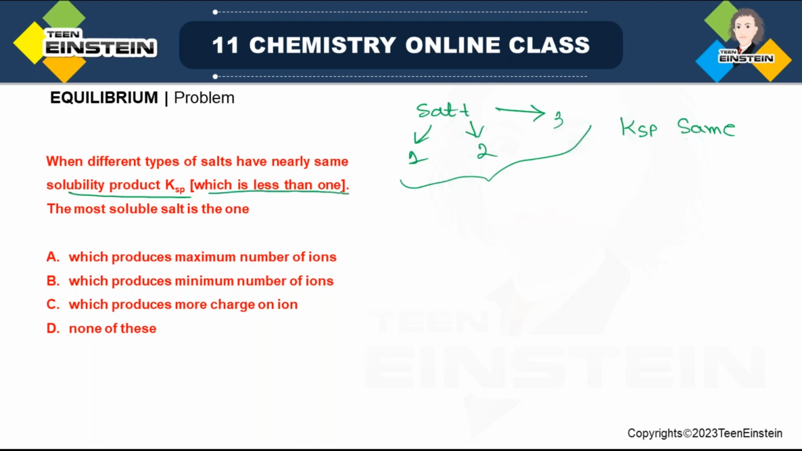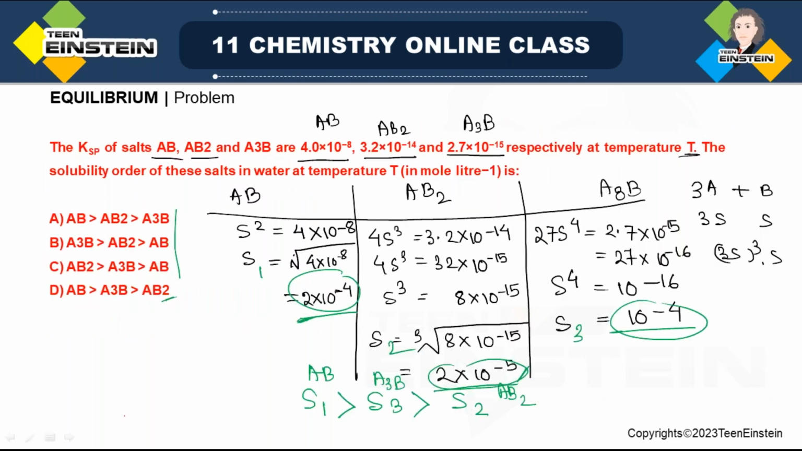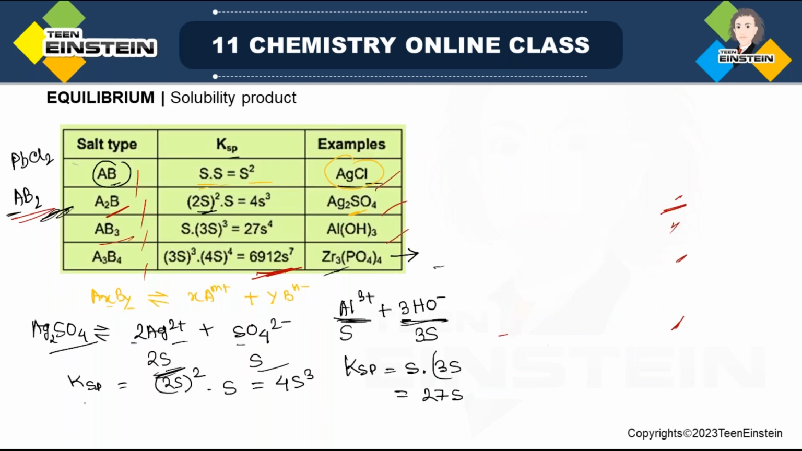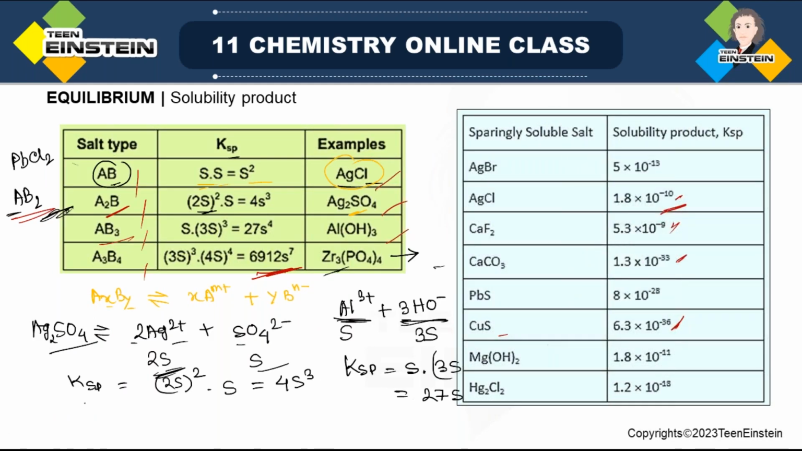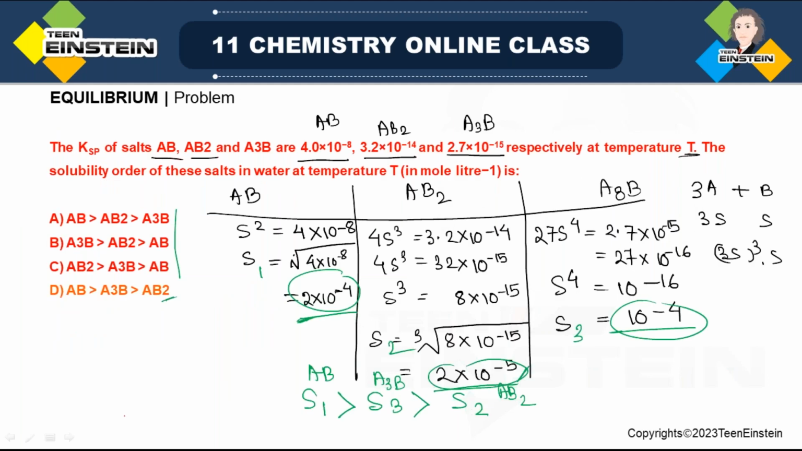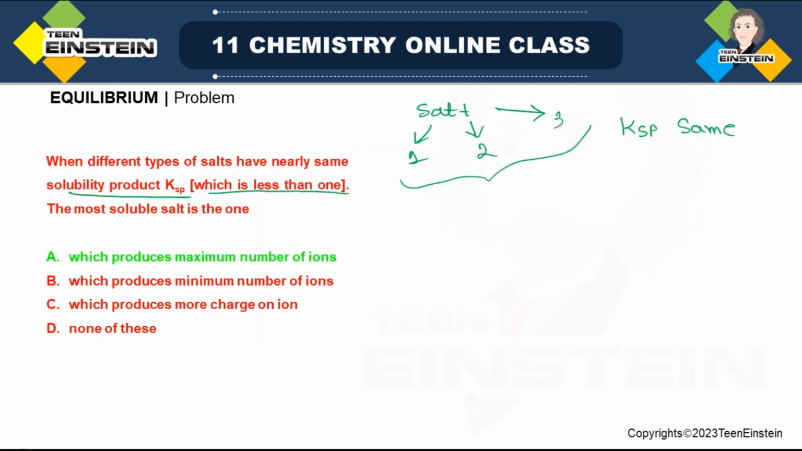And this information is very important, that is given within third bracket, because less than 1 means it is always less than 1, because if you just look at this table, I just want to show this table again. So it is always lesser than, right? Now when it is lesser than 1, but still it should be mentioned in the question, then what happens? It is asking the most soluble salt is the one which is producing maximum number of ions, minimum number of ions, more charge on ion, or none of these.